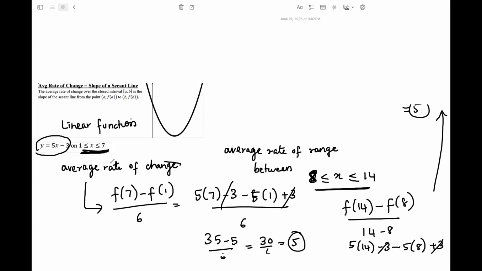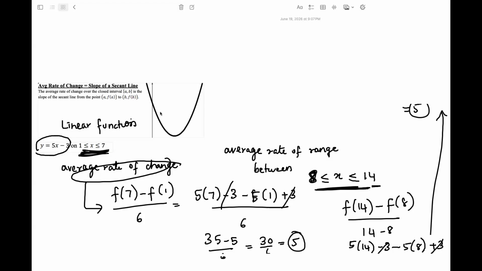So do you see the average rate of change over equal length intervals of a linear function? What can you say about it? What can you say about the average rate of change over equal length intervals of a linear function? It stays the same. Equal. It's constant. So let's write that down.